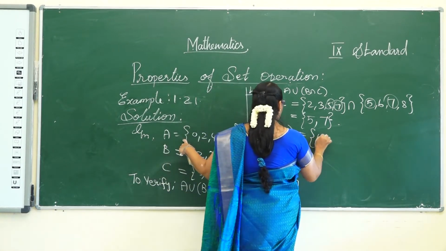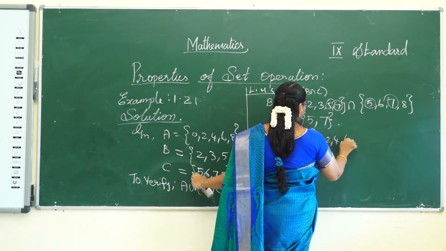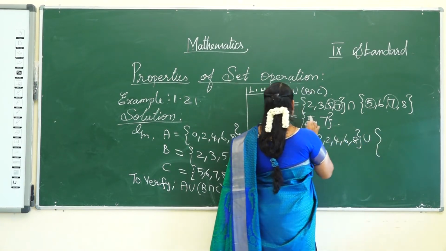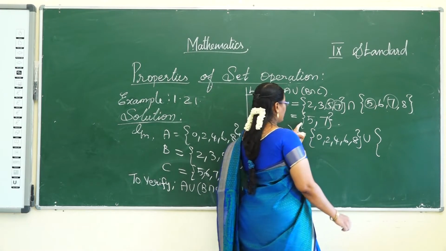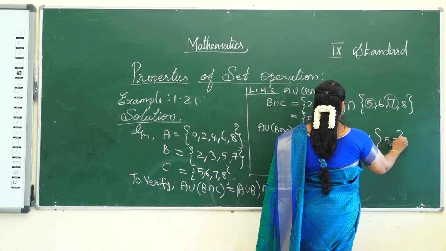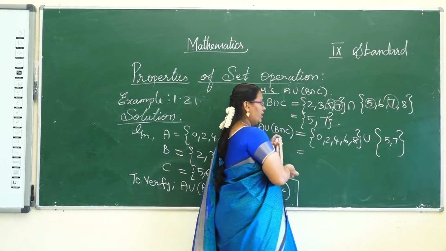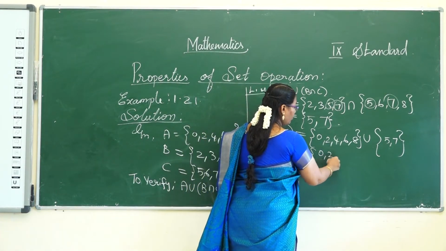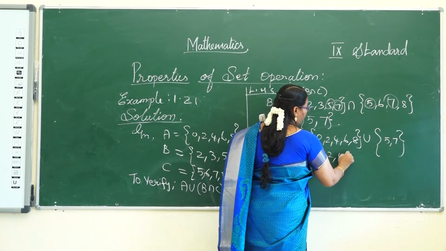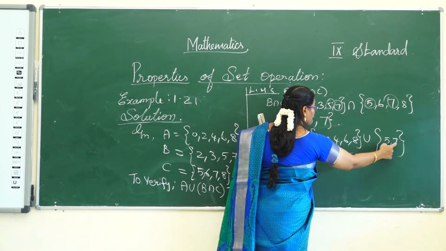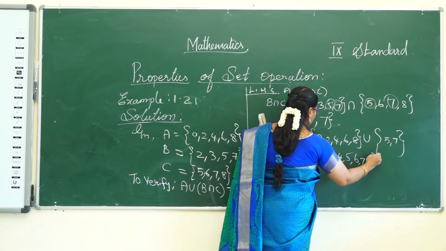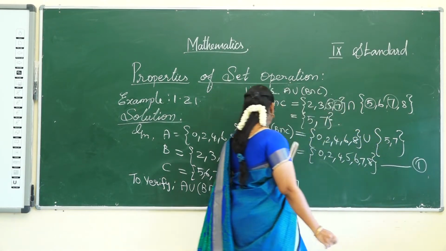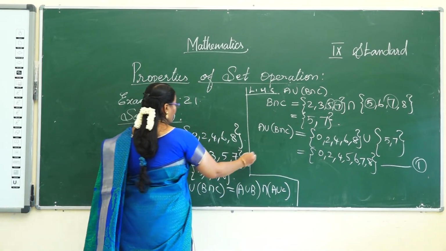Next, A union (B intersection C). A is 0, 2, 4, 6, 8. Union, with the already found value of B intersection C, 5, 7. Union means join all the elements. So 0, 2, 4, 5, 6, 7, 8. This is denoted as equation number 1.